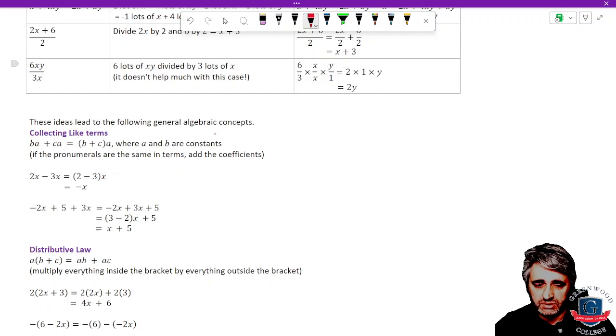2 on 1 becomes 2. X on x becomes 1. Y on 1 becomes y. 2 times 1 is 2. The answer is going to be 2y.